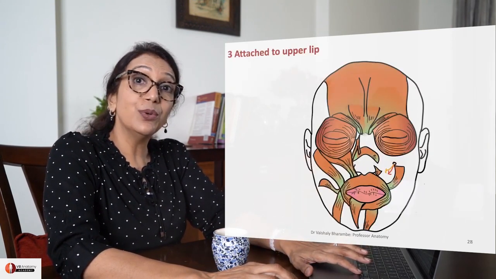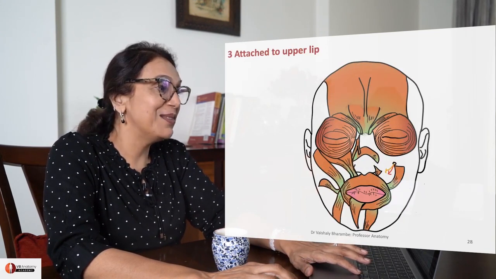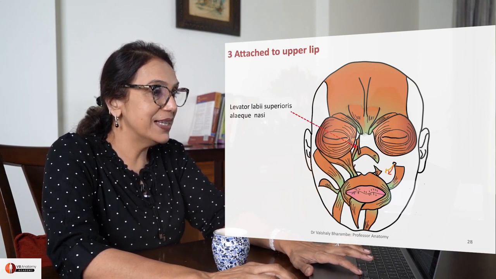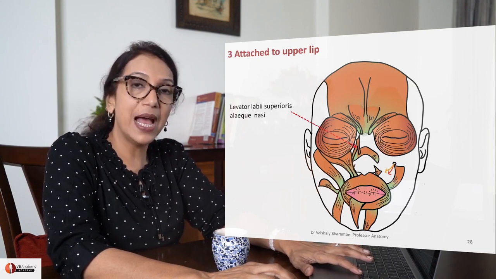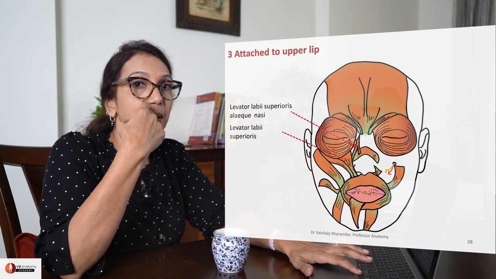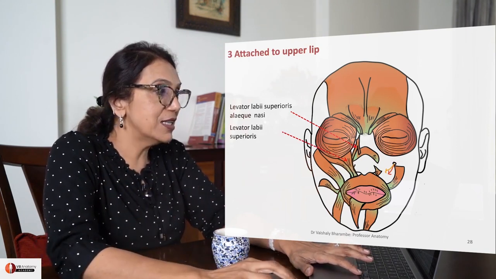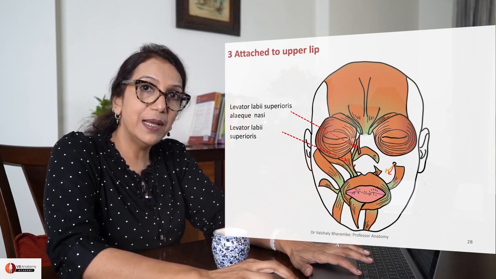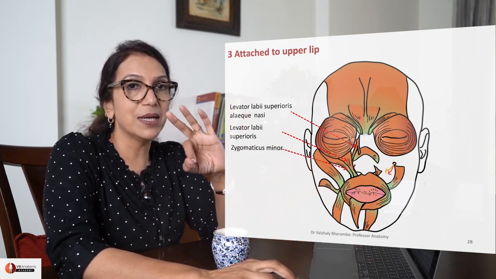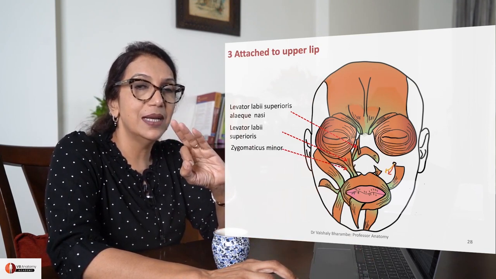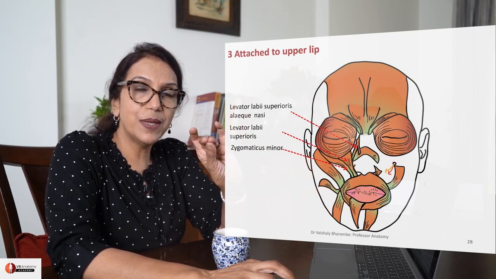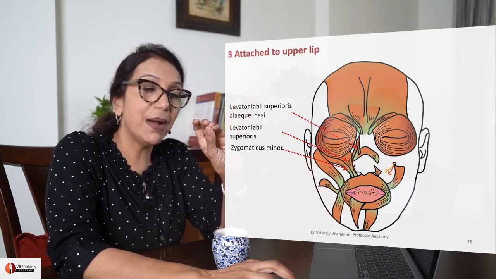So let's talk about those red ones, the ones that are attached to the upper lip. Here you are seeing levator labii superioris alaeque nasi, which is attached partly to the upper lip and partly to the nose. Then purely to the upper lip, levator labii superioris, and finally zygomaticus minor. Three muscles. Can you repeat it once? Levator labii superioris alaeque nasi, levator labii superioris, zygomaticus minor.